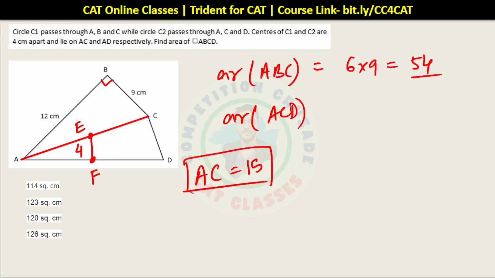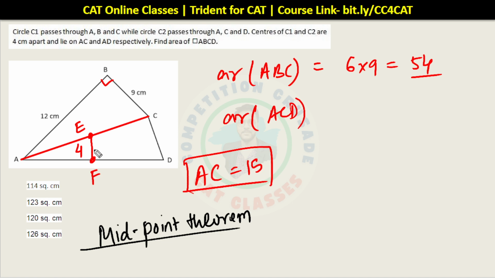Now please recall something that you must have studied in your study sessions or your concept classes, something called the midpoint theorem. You can Google that also at this point. The midpoint theorem basically states that the line that connects the midpoints of two sides of a triangle is parallel to the third side and is half of the third side.